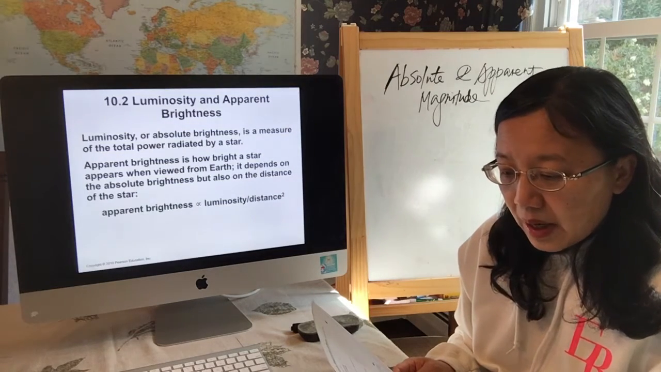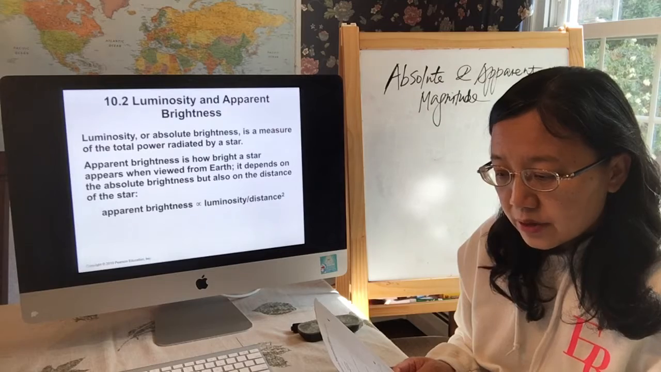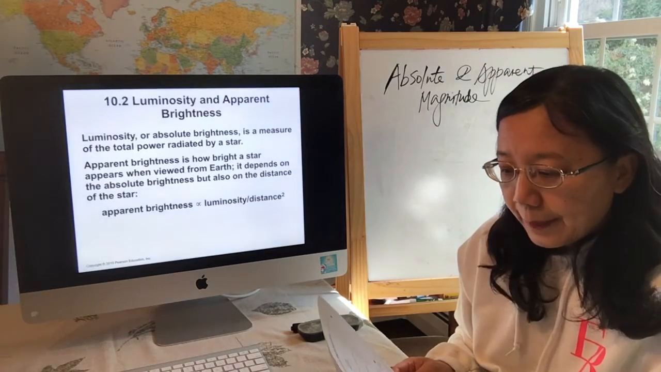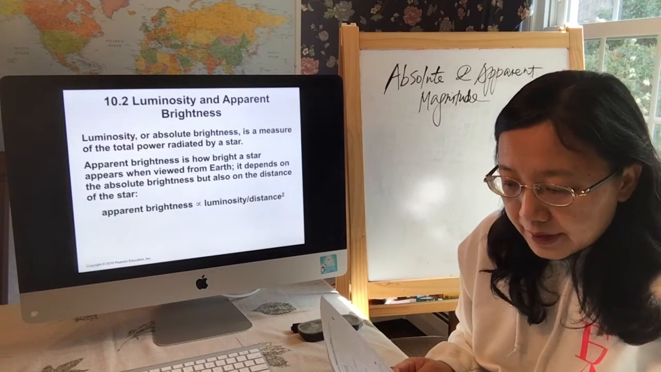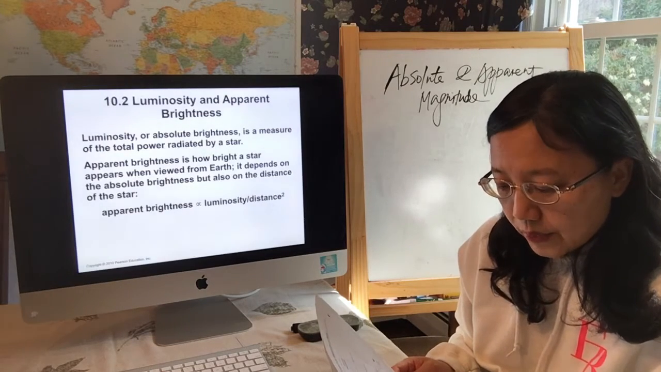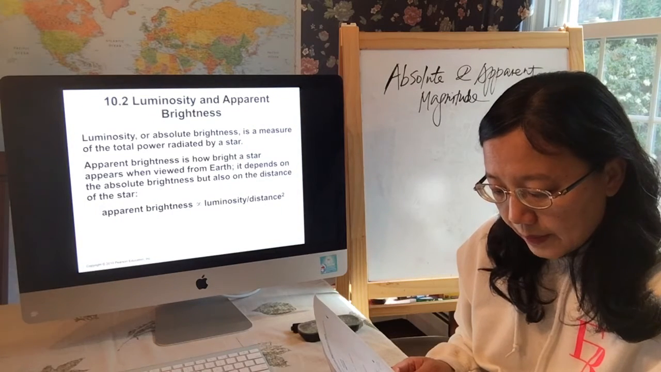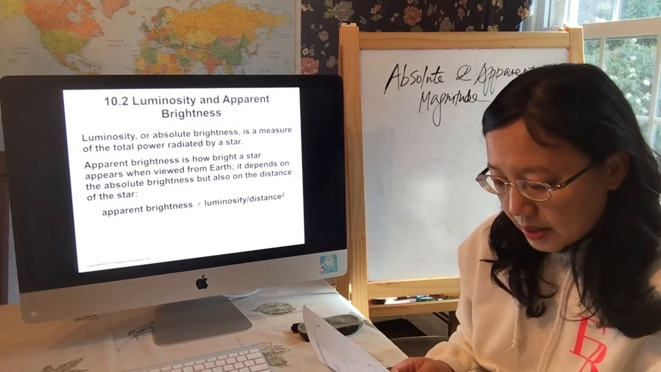But for C, apparent magnitude is 5, absolute magnitude is 4. So the star appears dimmer than the actual light is. So that's why the answer for C is further than 10 parsecs.